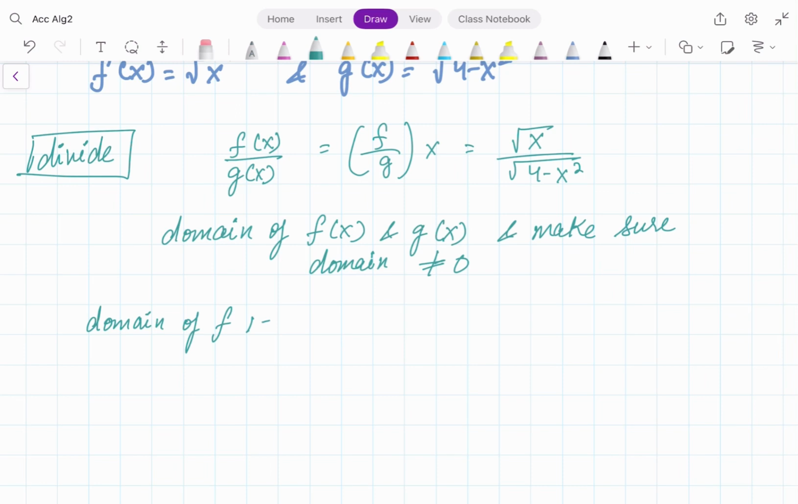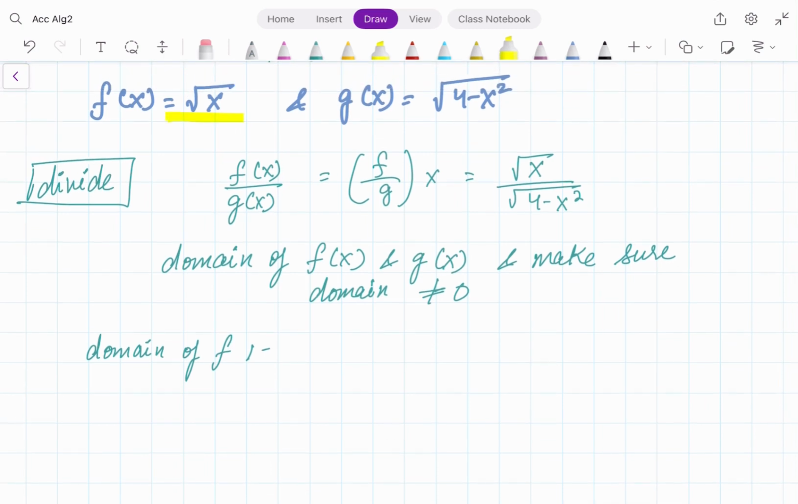So the domain of f. The function f of x is radical x, the square root of x, right? So x should be greater than or equal to 0 because it's a square root function. You cannot take the square root of a negative number, as it will become a complex number.